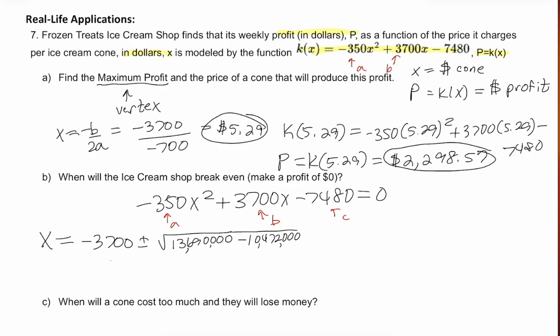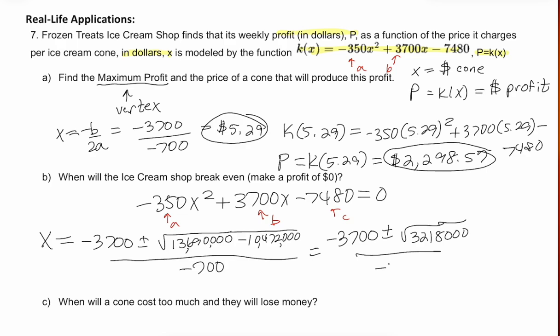And all over 2a, which is negative 700. So we get negative 3,700 plus or minus the square root of 3,218,000 all over negative 700. Now, for a moment, let's talk about what we've got here.